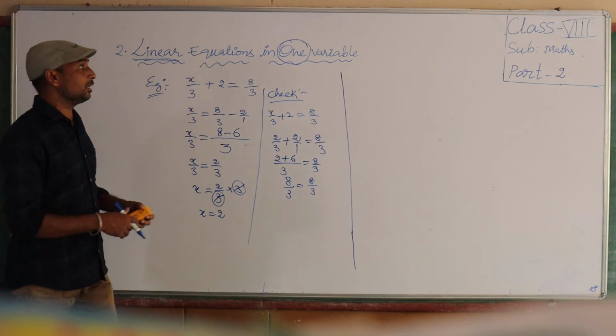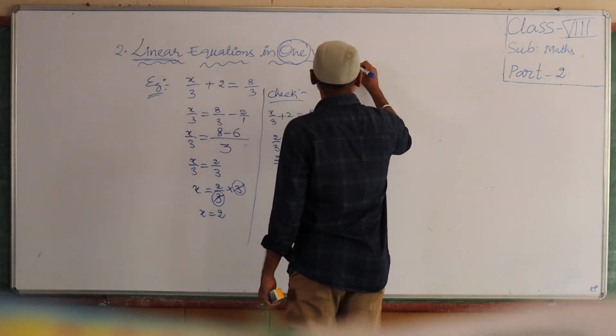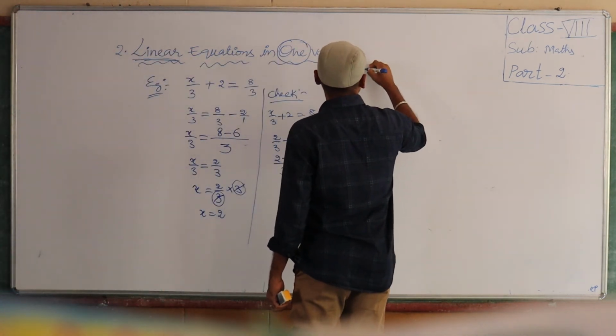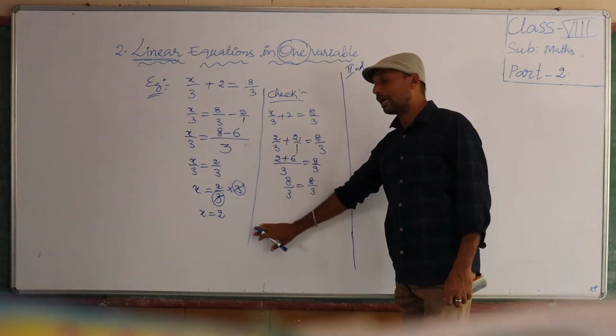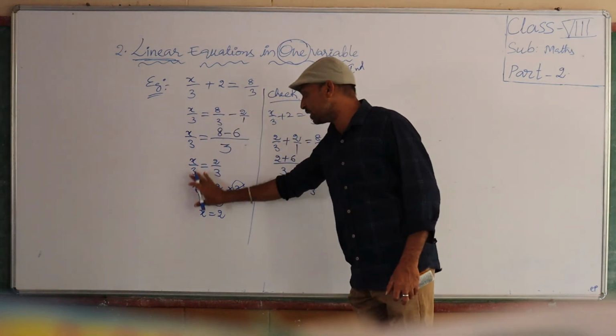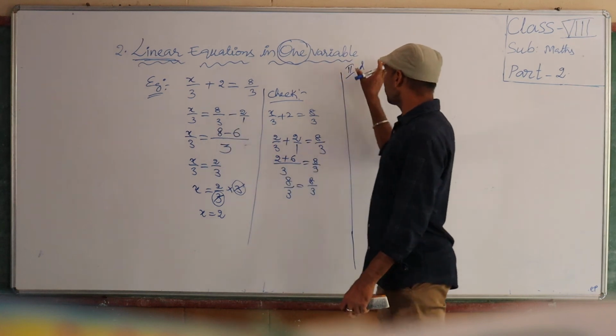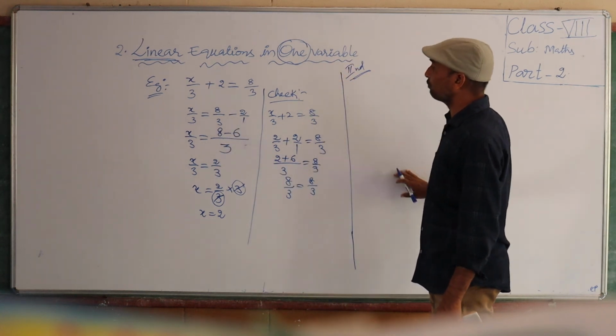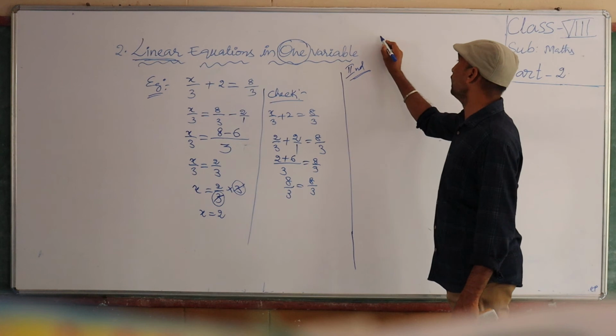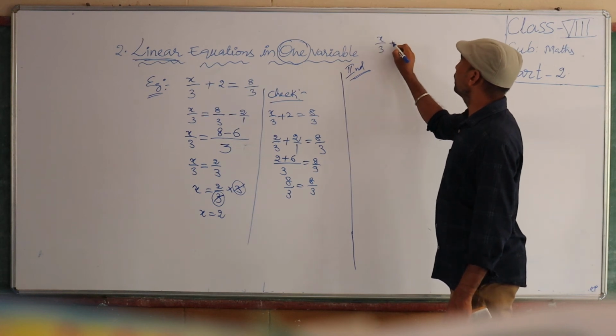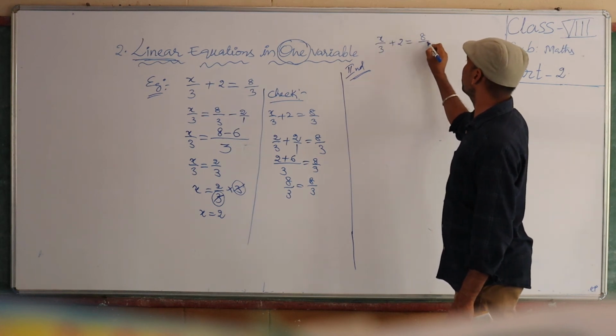And we can solve by using the second method also. When we are solving the problem, if this method is easy for you, you follow this one, or if this second one is easy for you, then you can follow this one also. Just listen. x by 3 plus 2 is equal to 8 by 3.